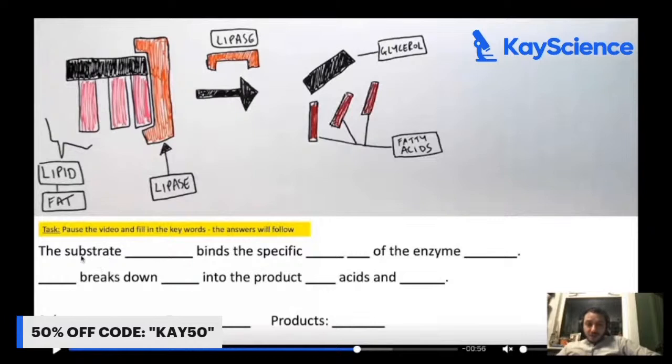So let's go through the answers. The substrate, lipid, binds the specific active site of the enzyme lipase. Lipase breaks down lipids into the products fatty acids and glycerol. Substrate is lipid, the enzyme is lipase, and the products are glycerol and fatty acids.